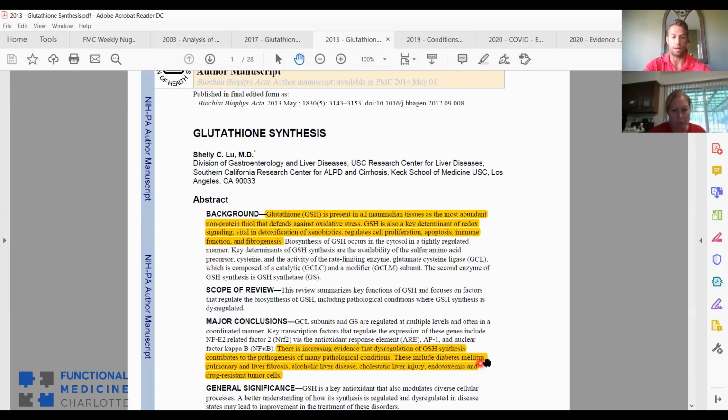Again, these include diabetes, lung and liver fibrosis, alcoholic liver disease, gallbladder injury, endotoxemia, and drug-resistant tumor cells. So even tumor cells that drugs can't kill, perhaps if the patients had sufficient glutathione, they'd do better. Endotoxemia is important because that is occurring at the gut level.